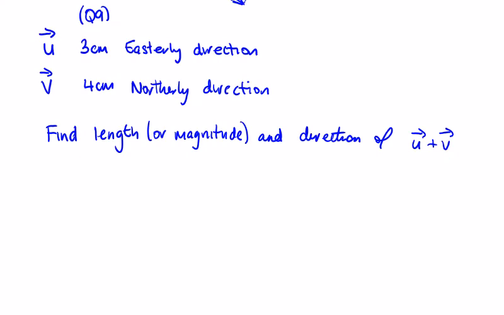Okay, question 9, worded question. U is a vector 3 centimeters long in an easterly direction, and V is a vector 4 centimeters long in a northerly direction. So let's sketch these. U going in this direction, and that's 3, and V in a northerly direction, and that's 4 cm. So U plus V, just change colors here, U plus V is obviously in this direction here.